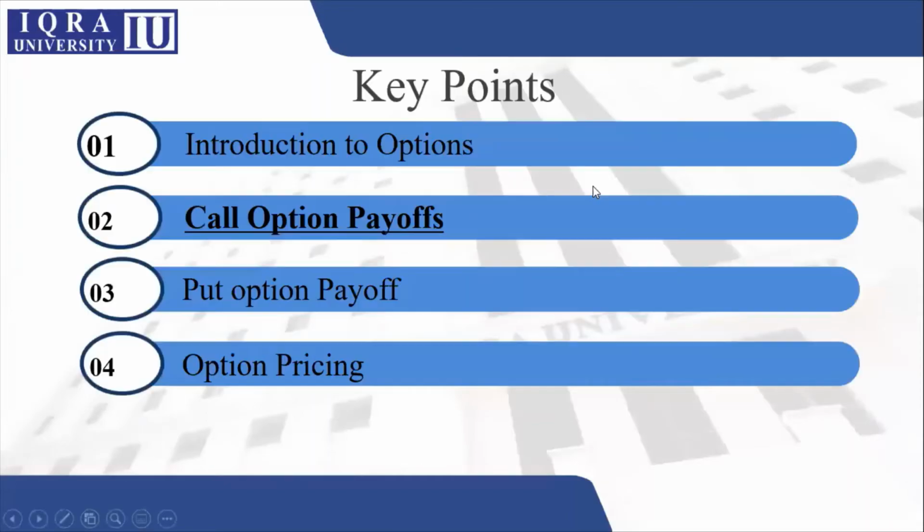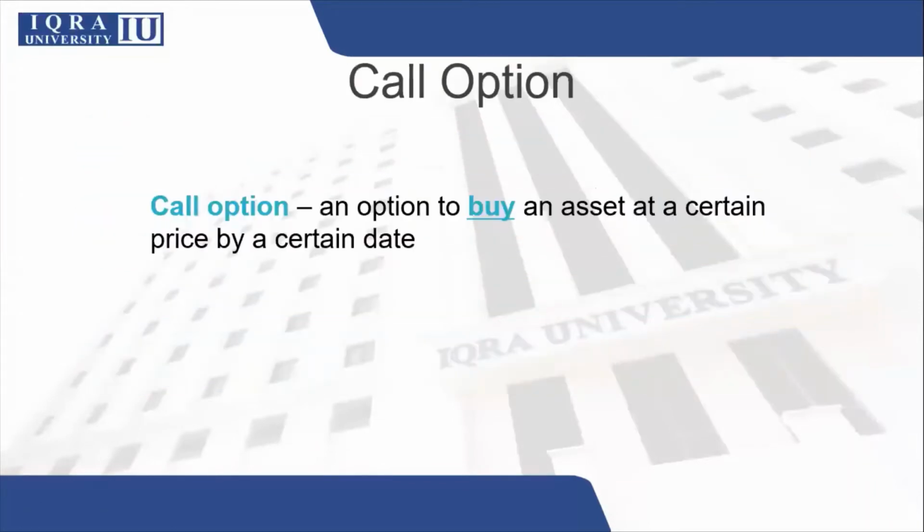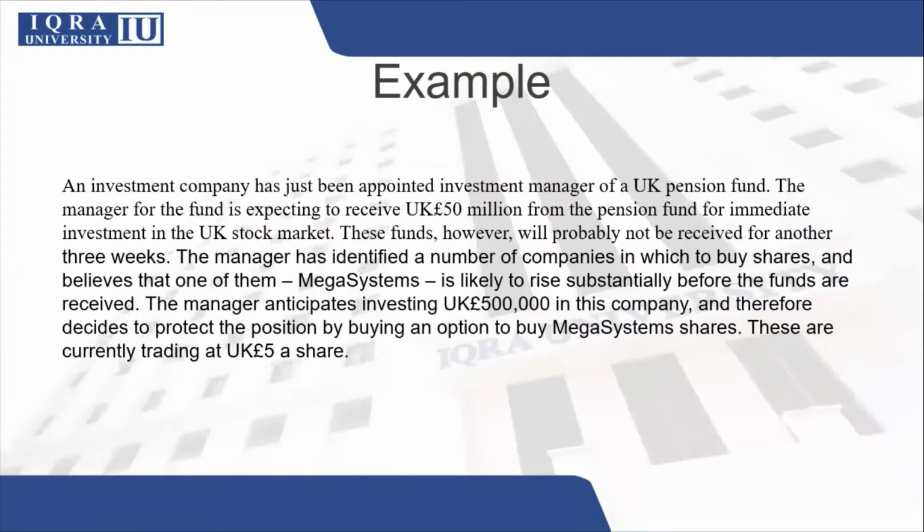Okay, so now we're going to discuss the first call option and look at its payoff diagram. A call option is an option to buy an asset at a certain price by a certain date. You need to remember that by call you mean that you're going to buy the underlying asset. This is an example, an investment company.